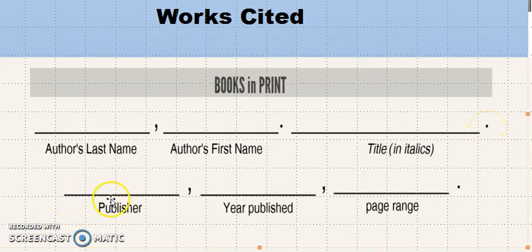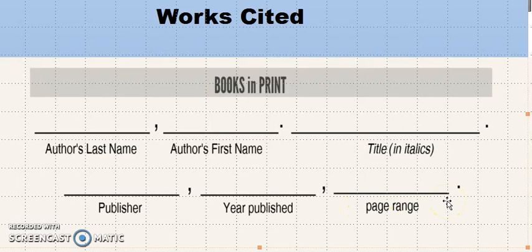Then you will have to give the name of the publisher. Who published this work? Is it Oxford University Press, Cambridge University Press? You have to give the name of the publisher. Then again put a comma, and the year in which this book was published. Okay, so you have to give the year, then again put a comma, and then the page range.